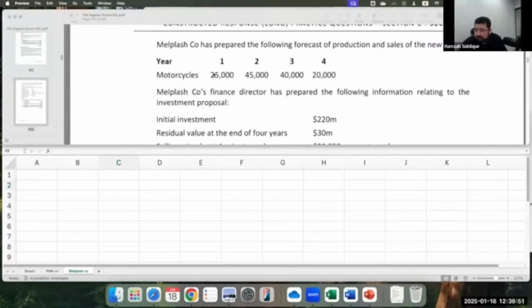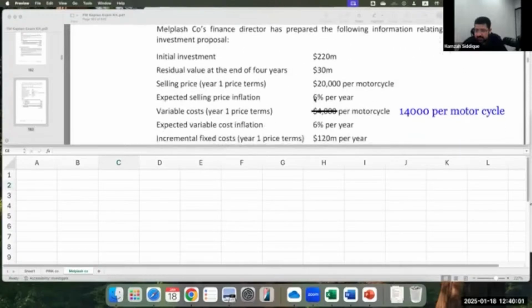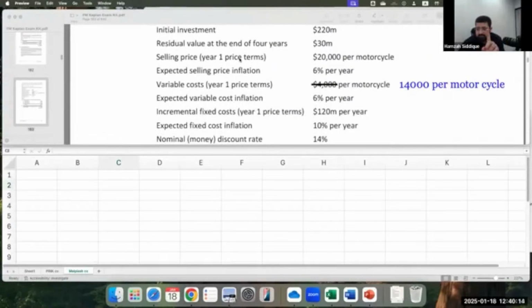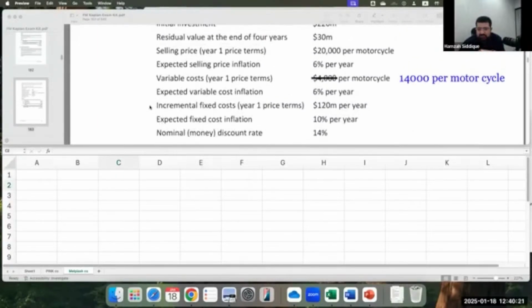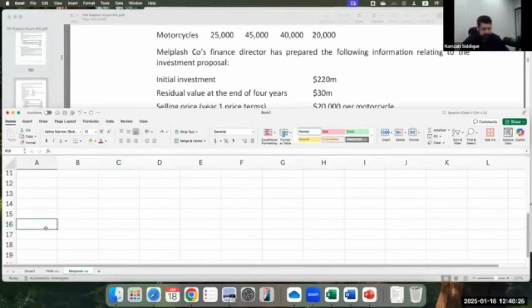So very easy. The production and sale is here: initial investment, residual value, selling price, inflation, variable cost inflation, incremental fixed cost, in year one price terms. Now you see, year one price terms, not today's terms. Nominal money, ignore taxation. So Melplash is a very good question, and we will start again with workings.